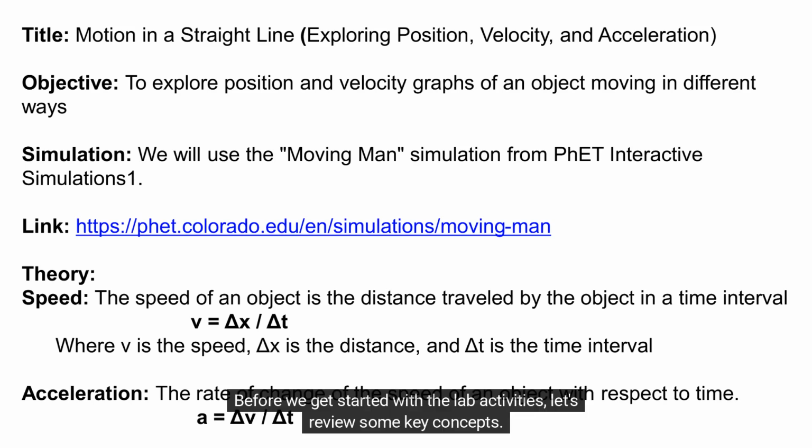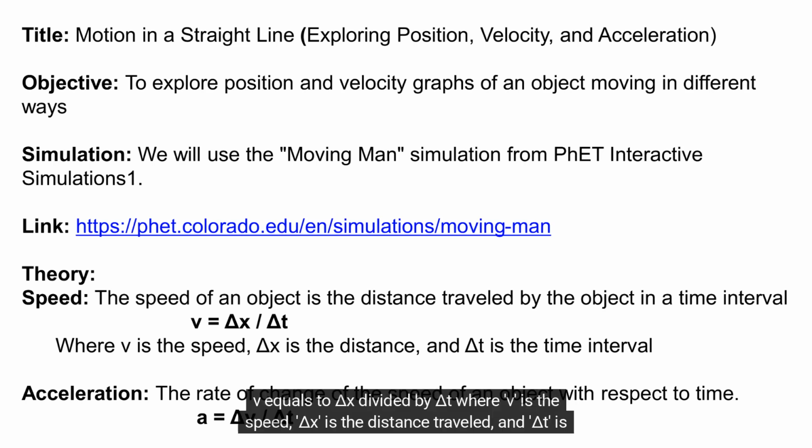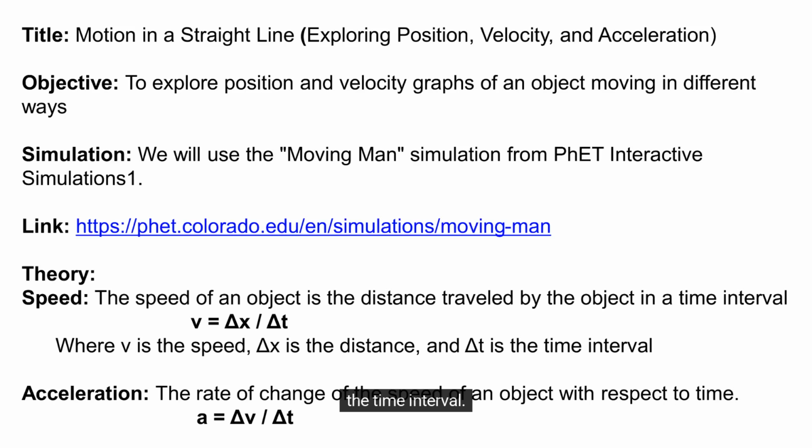Before we get started with the lab activities, let's review some key concepts. Speed is the distance traveled by an object in a given time interval. This can be written as v equals dx divided by dt, where v is the speed, dx is the distance traveled, and dt is the time interval.